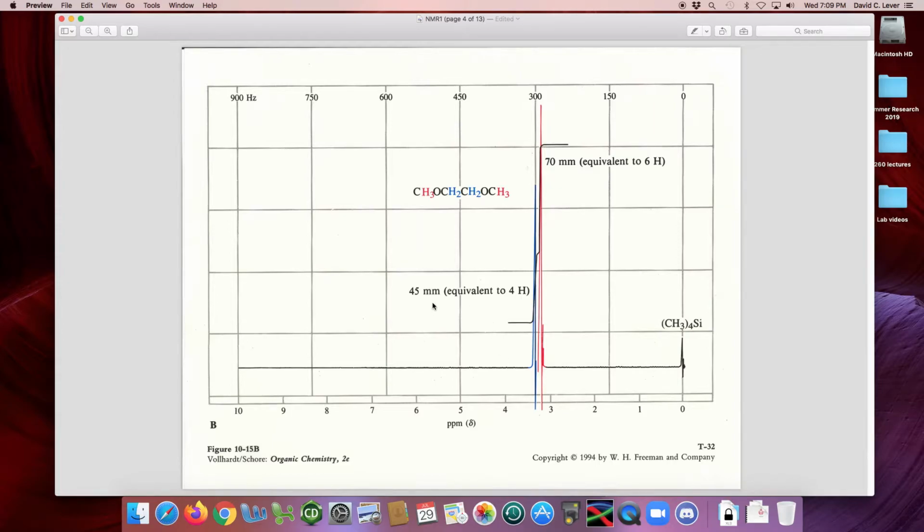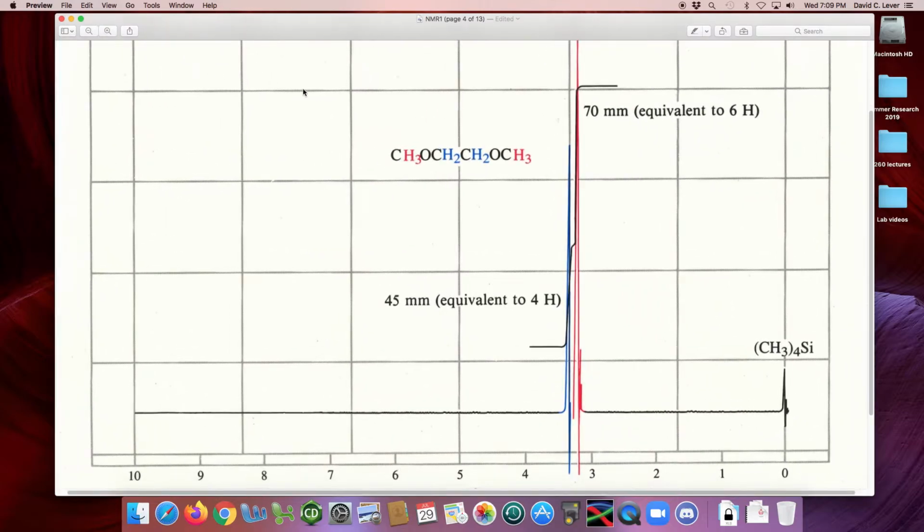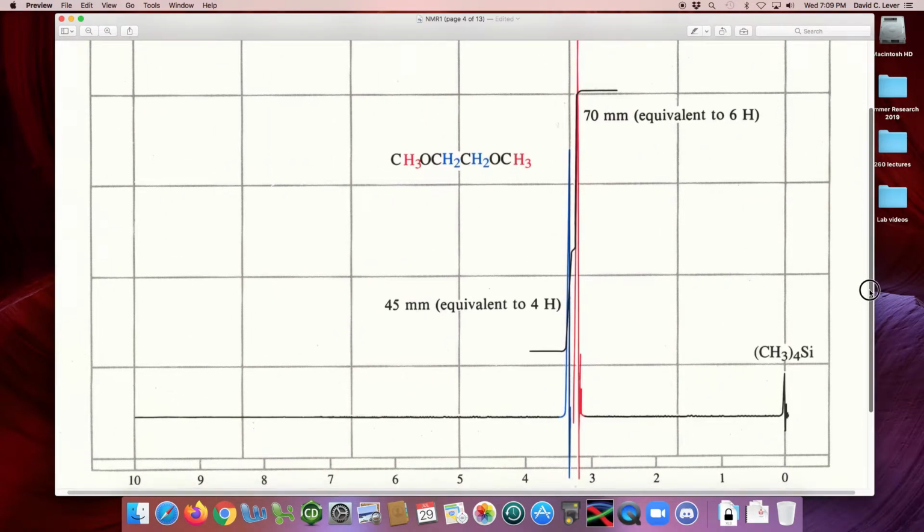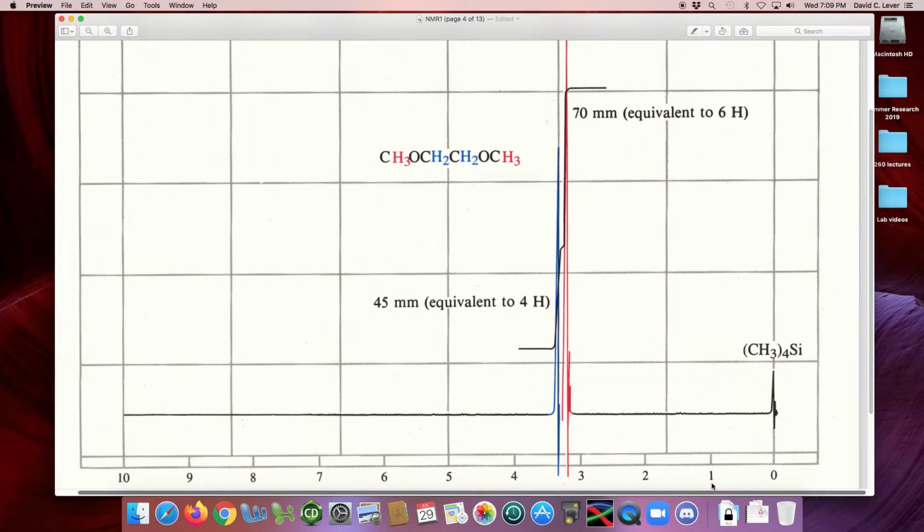So we see here that we've got 2 peaks. If I blow that up a little bit, you can see that there are 2 peaks. They're both in that region between 3 and 4 because all of these hydrogens are attached to carbon adjacent to an oxygen. There's a plane of symmetry down the center of the molecule, so these 4 hydrogens on the 2 CH2 groups are magnetically equivalent, which means they don't split each other, and so they show up as a singlet.